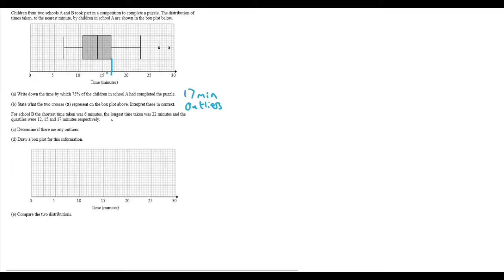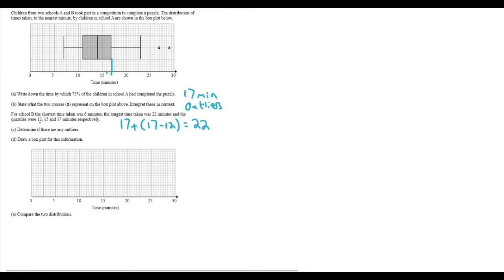So for this, we need to do our upper quartile plus the interquartile range, and then lower quartile minus it. So for the upper one, we'll have that 17 plus, and the difference is going to be 17 minus 12, which would be 5. So 17 plus 5 is 22. That 22 is just on the boundary, but we're counting it as in.